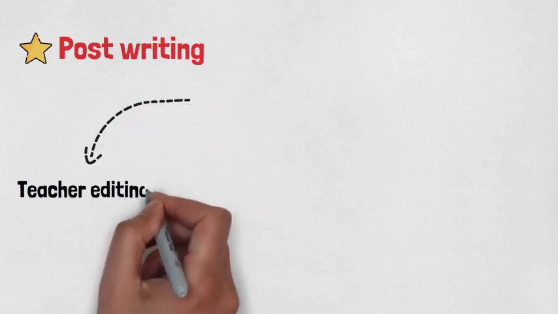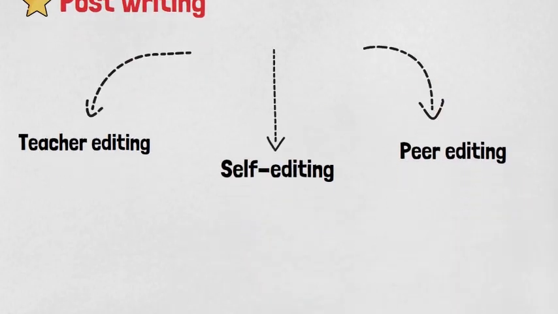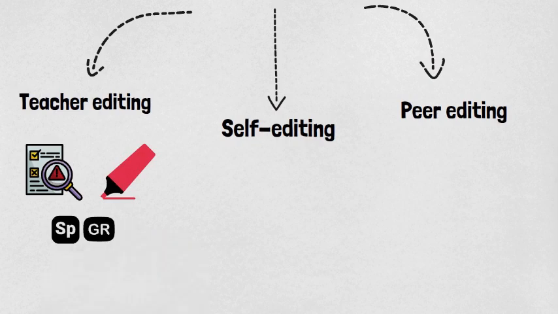Post-writing. It means all activities that you do after writing. There are 3 types of editing. First one, teacher editing, self-editing, peer editing. You can place the mistake and correct it. Teacher can underline words that are wrong. You can use symbols like GR, an abbreviation for grammar mistake, or SP, an abbreviation for spelling mistake.